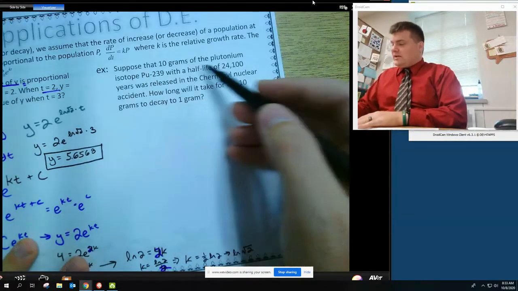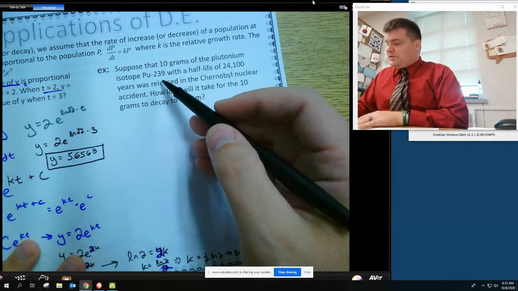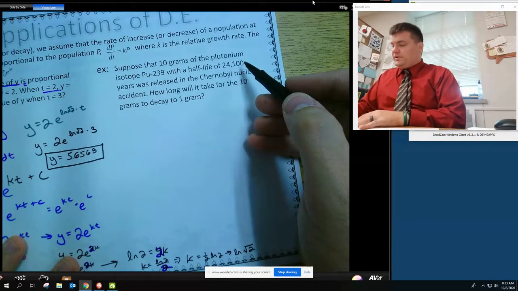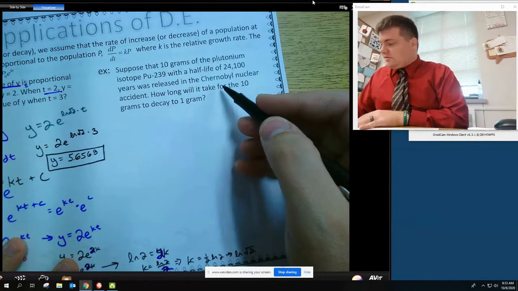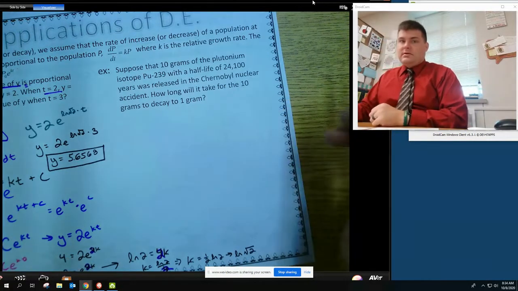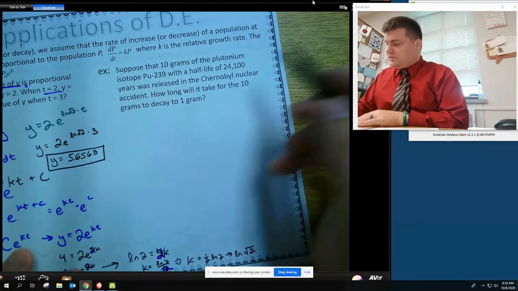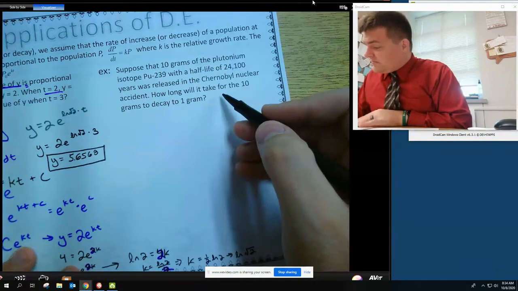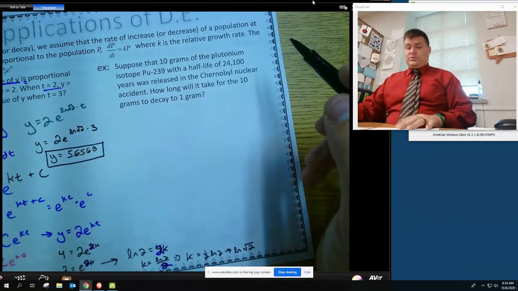So suppose that 10 grams of plutonium isotope Pu-239 with a half-life of 24,100 years was released in the Chernobyl nuclear accident. How long will it take for the 10 grams to decay down to 1 gram?